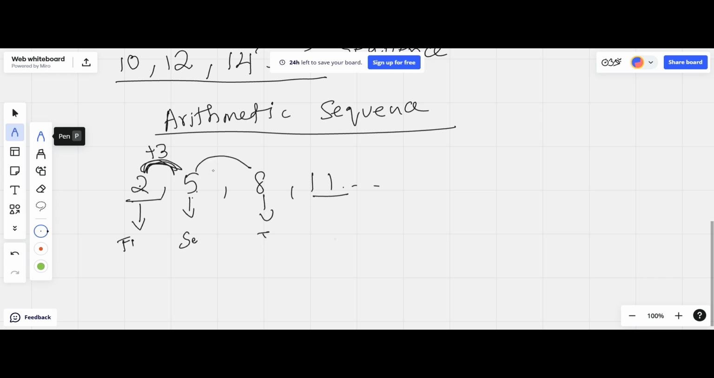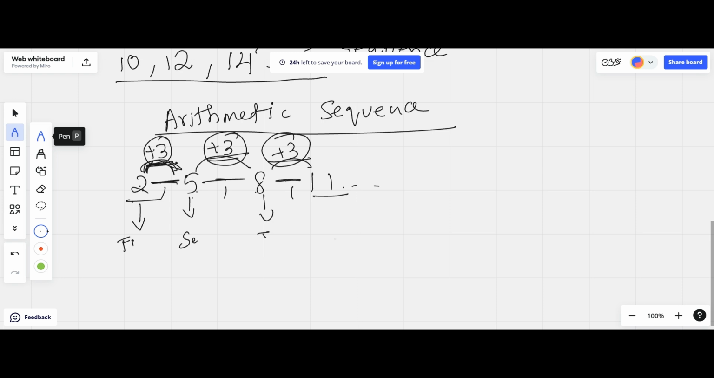To 5 you add 3, you will get 8. Again add the same 3, you will get 11. So what you can see is the difference between the consecutive numbers is the same. Here plus 3, here plus 3, here plus 3. So the difference is 3.